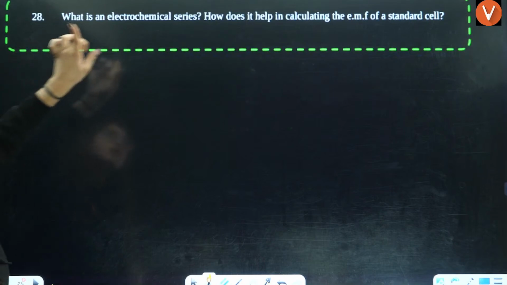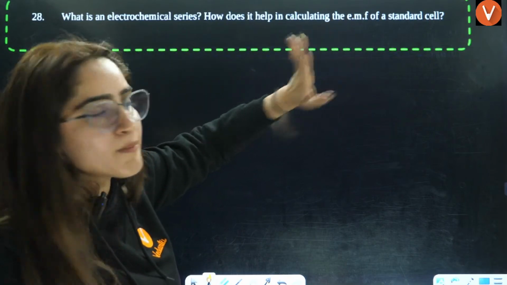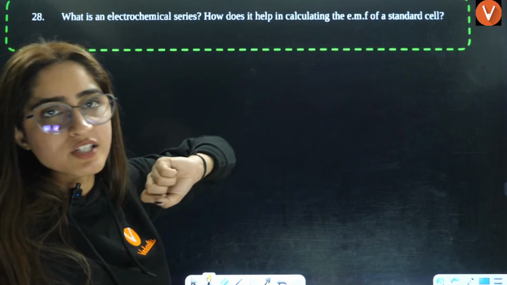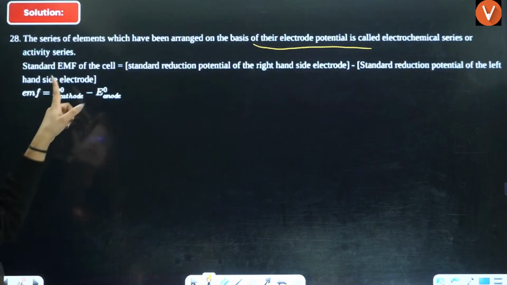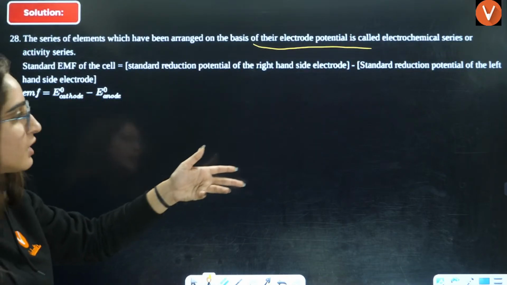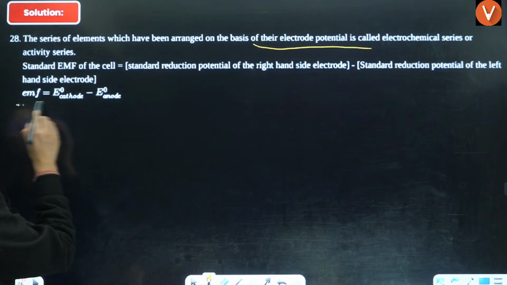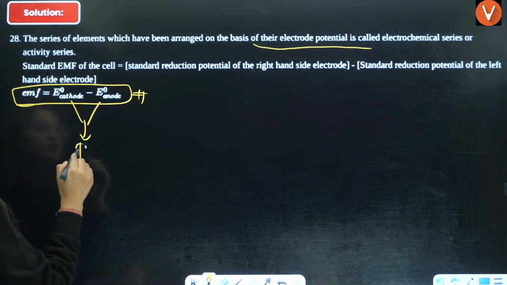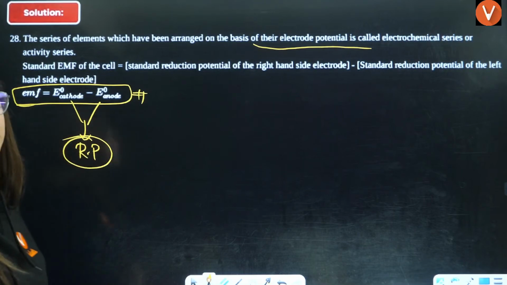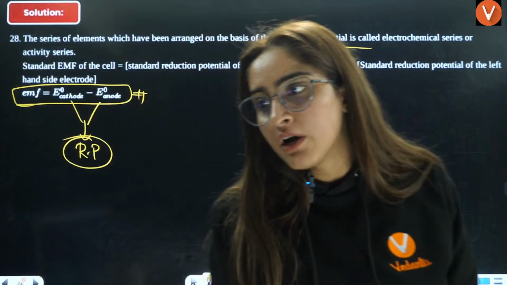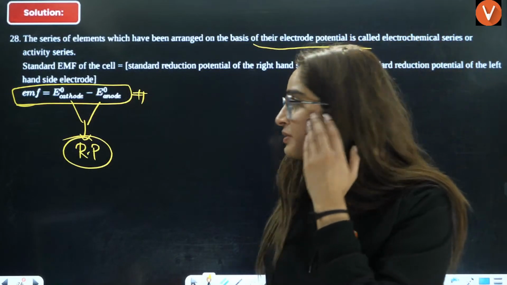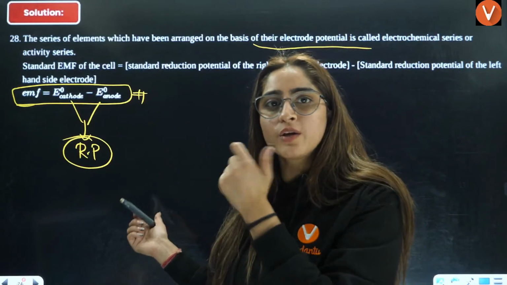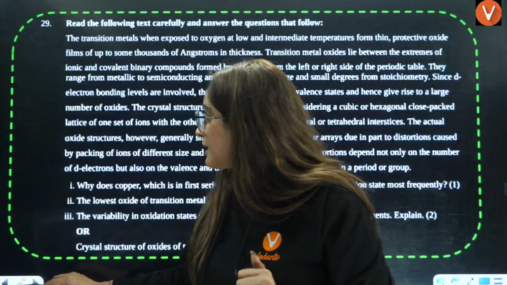Second question was, how does it help in calculating the EMF of the standard cell, E naught cell? E naught cell is equal to E naught cathode minus anode. So directly you can write the equation here, and that too we are talking about the reduction potential, not the oxidation potential. Once you know the reduction potential, we have done this. In the past 2-3 numericals we have been doing this only.